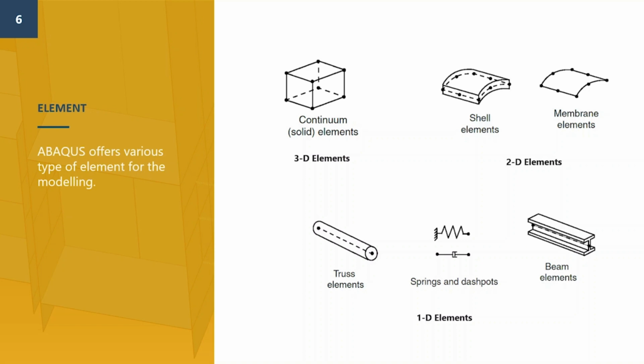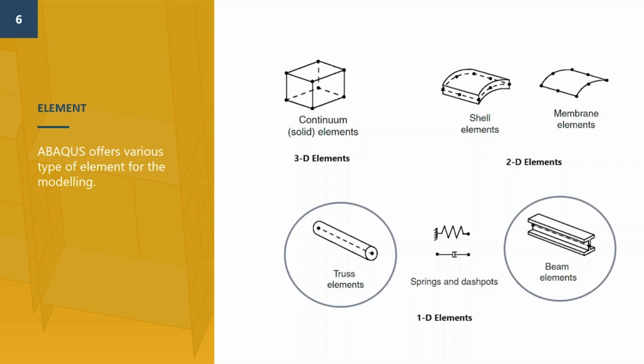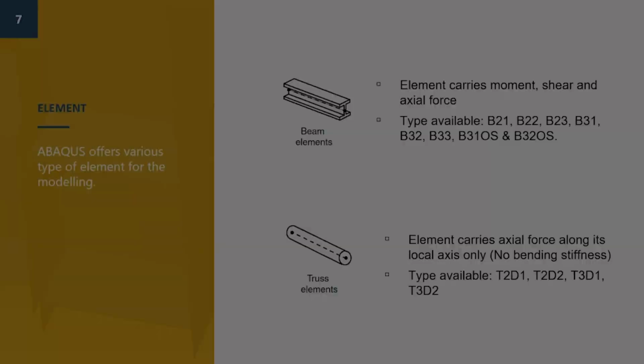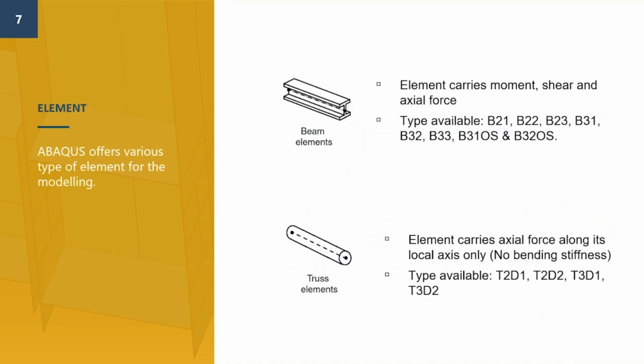The ABAQUS software offers a variety of elements to model the part: 3D elements, 2D elements and 1D elements. For our example, we're going to use the beam and truss elements to model the composite steel structure. For your information, a beam element can transfer moment, shear, and axial force. However, a truss element can only transfer axial force, either in tension or compression. This element does not hold any flexural stiffness, and it is not recommended for bending problems.